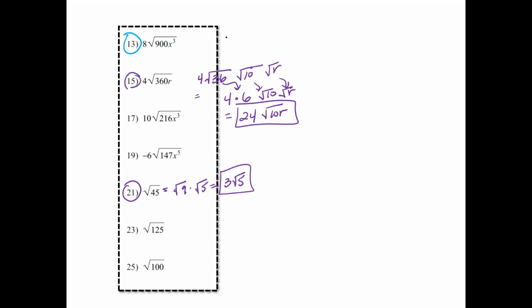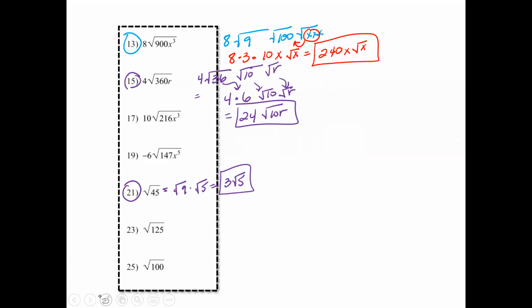Let's try number 13 as well. So here you have an 8. I'm going to have 9 times 100, x, x, x. So you have 8 times the square root of 9, which is going to give you a 3. The square root of 100 is going to give you a 10. These two are going to come out as 1 with an x. So 8 times 3 is going to be 24. 24 times 10, 240 x square root x. So now that I did 3 of these, I want you guys to go ahead and give the remaining 4 a try.